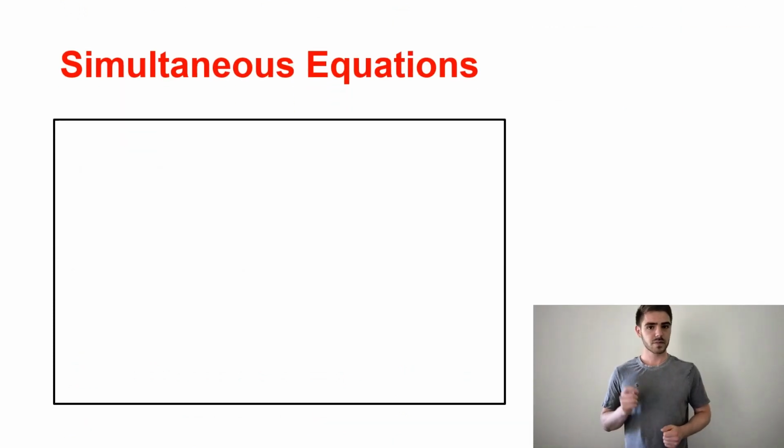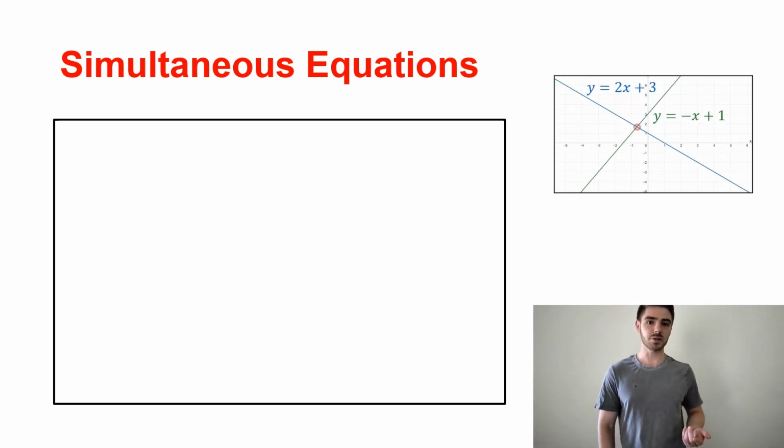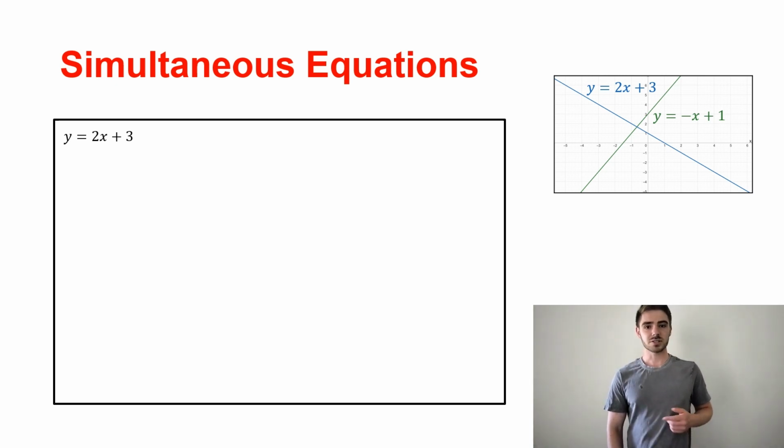Put simply, simultaneous equations are a set of related expressions. The most common application of simultaneous equations is to find the intersection point of two different lines. Here we have two linear equations which intersect at a point. To find this point, we use a strategy called substitution. The first equation tells us that y is given by 2x plus 3, and the second equation tells us that y is given by negative x plus 1.